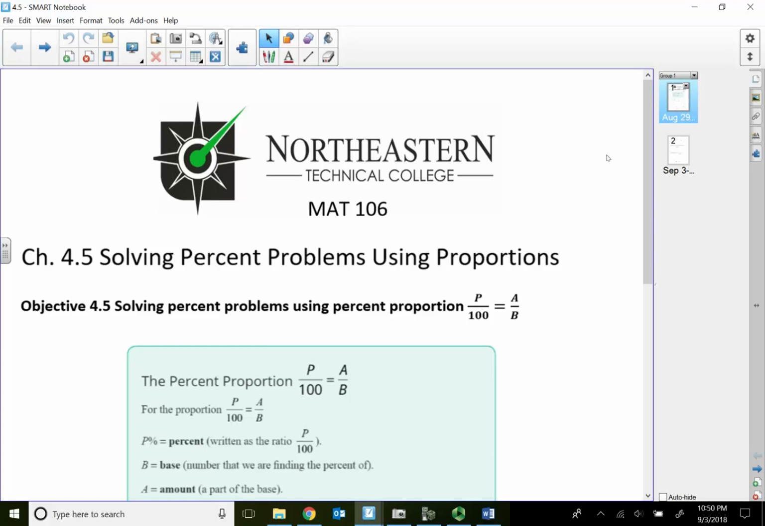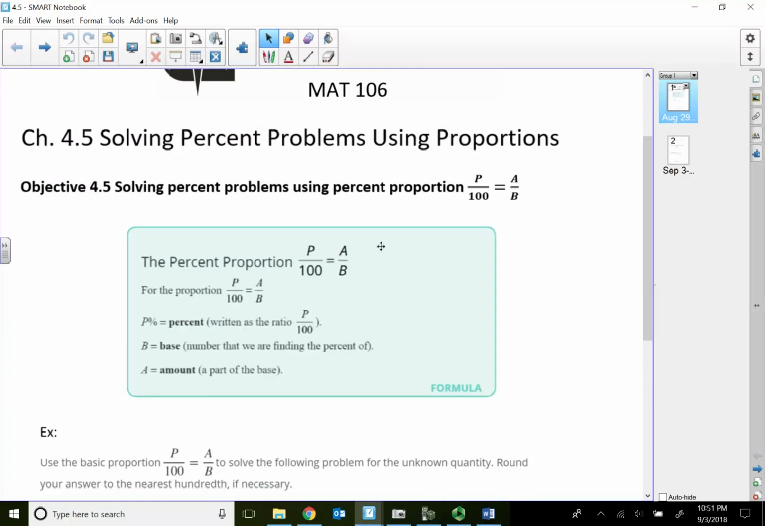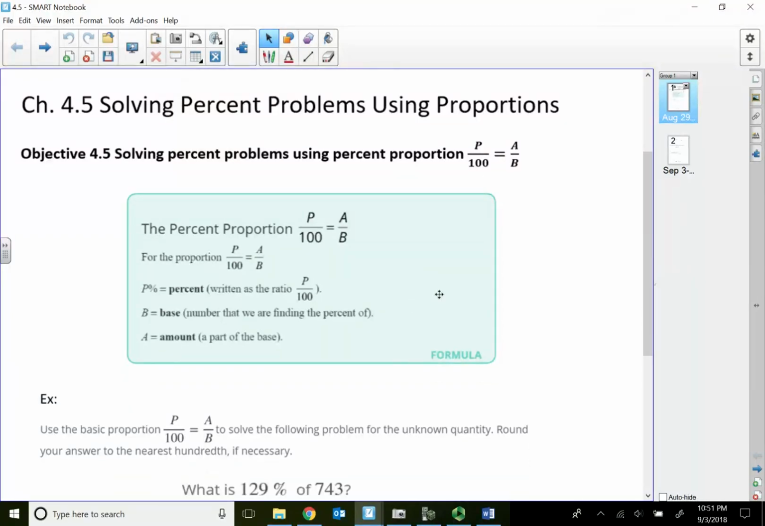Welcome to Accelerated Math 106, Module 4.5, Solving Percent Problems Using Proportion. So in this lecture video, I'm going to show you how to solve percent problems using what we call the percent proportion. You may have heard of something like this before. There are different ways of saying percent proportion.